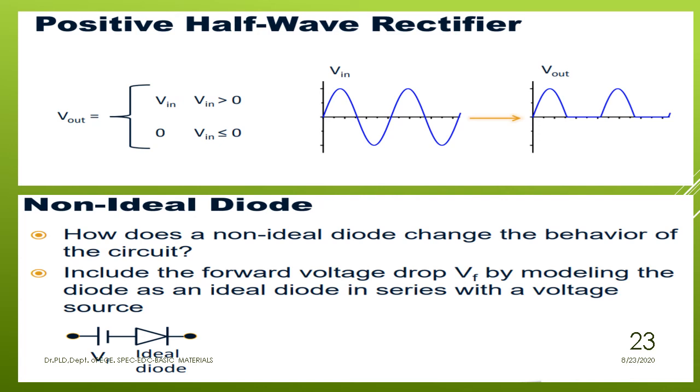Based on the diode connections here, you can have positive half cycles or negative half cycles. In the non-ideal diode case, how does a non-ideal diode change the behavior of the circuit?